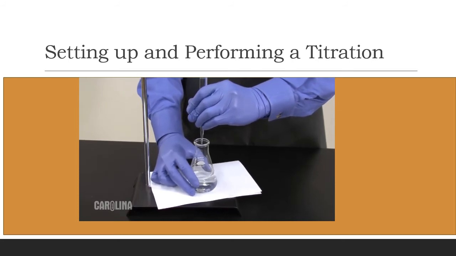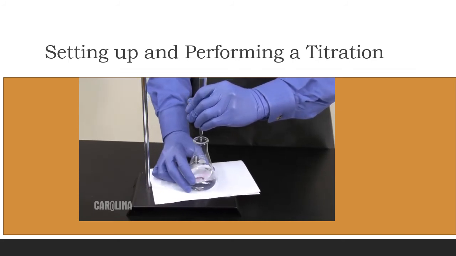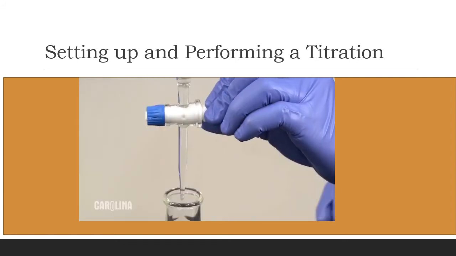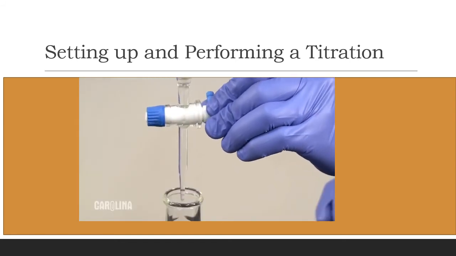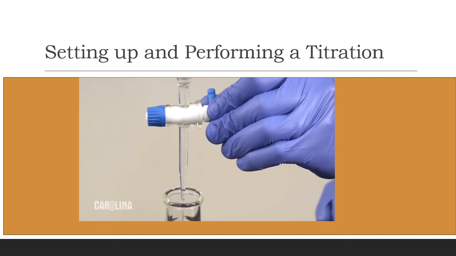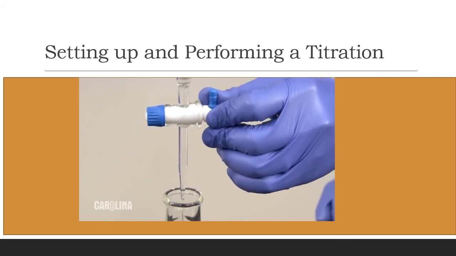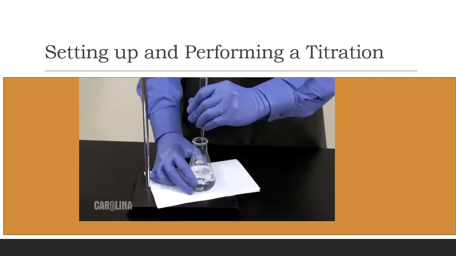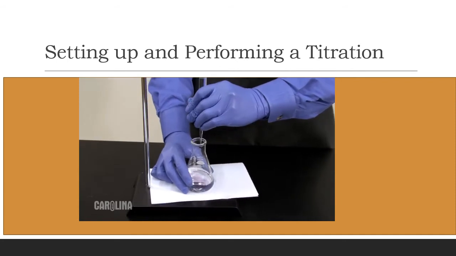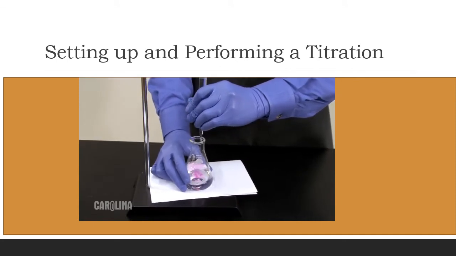One hand turns the stopcock, while the other hand swirls the flask. Practice turning the stopcock a few times to familiarize yourself with how quickly the flow starts and stops. It is common laboratory practice that the first titration is an estimate. Open up the stopcock and allow the titrant to enter the flask quickly.